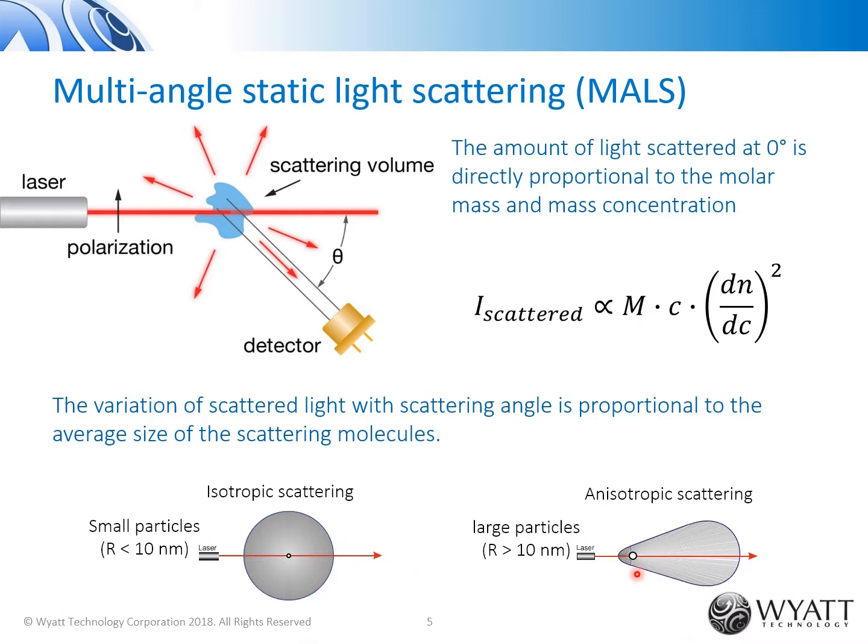As molecules and particles get larger than 10 nanometers, they scatter light anisotropically. So you get more scattering in the forward direction and less at the back. And you can measure this variation in scattering angle to determine the RMS radius, or the Rg, of your molecule or particle. This type of analysis is really critical for understanding larger DNA and mRNA molecules, and also for nanoparticles that might contain DNA or RNA therapies.